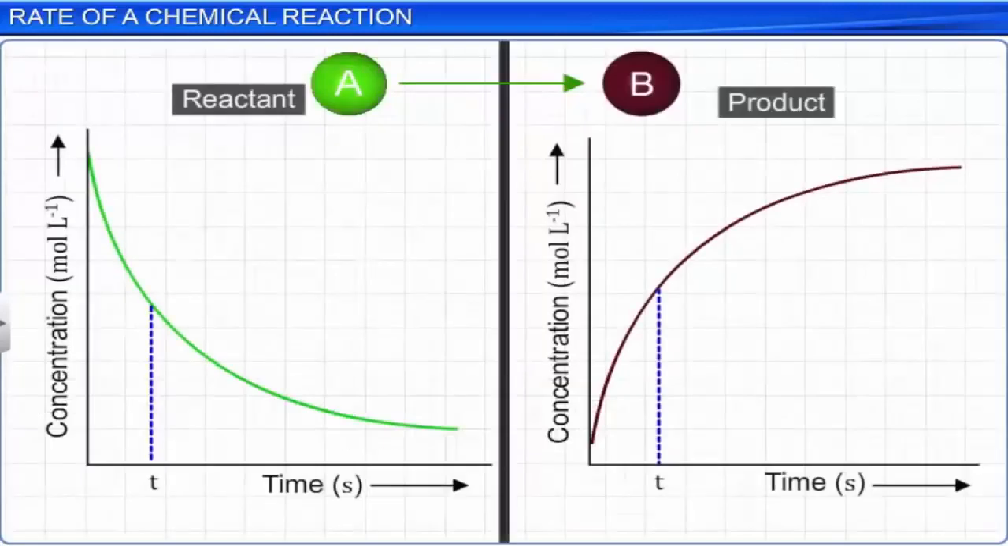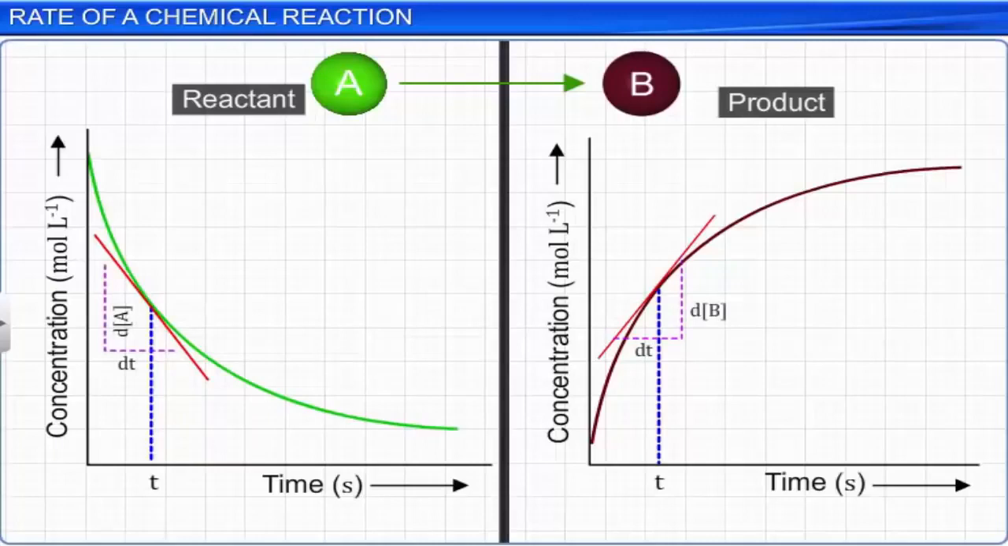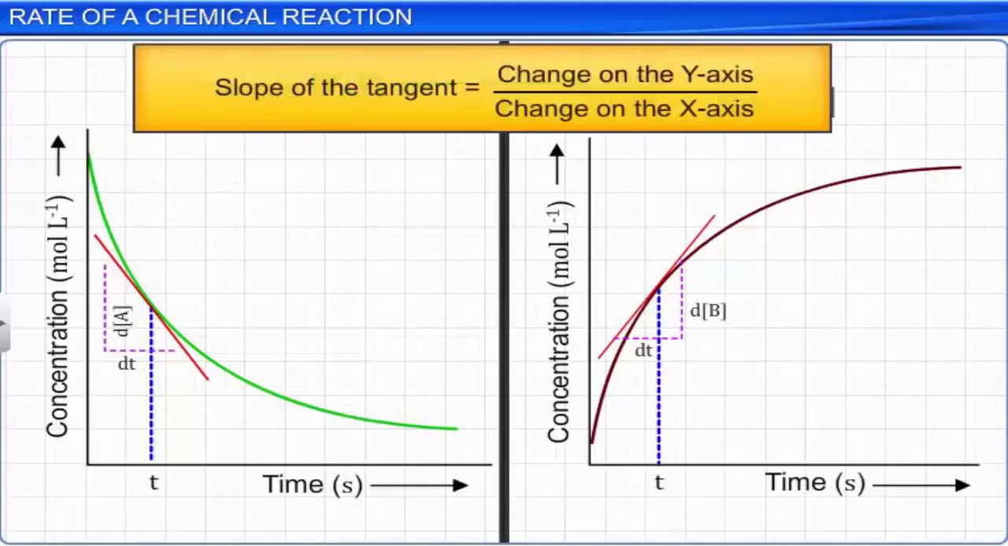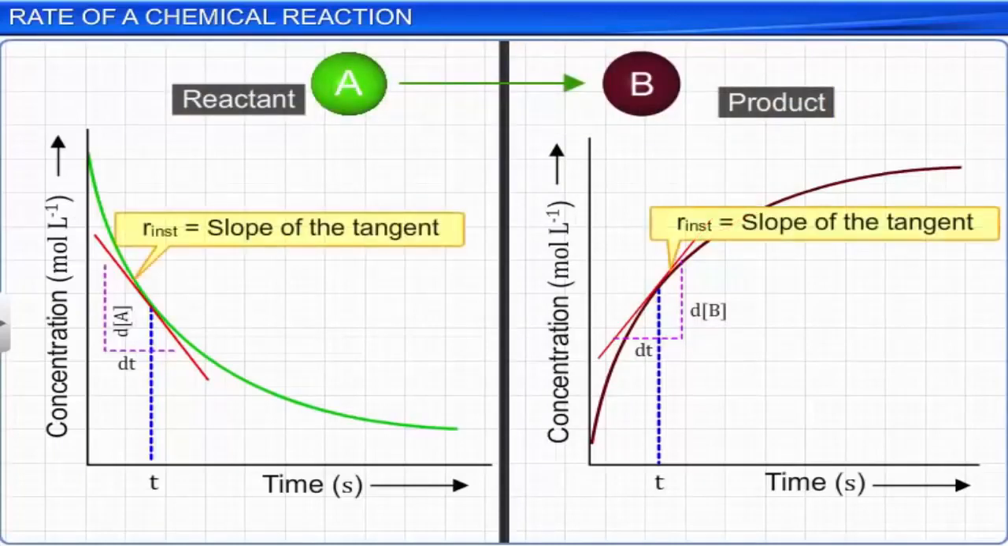Graphically, we can determine the instantaneous rate of a chemical reaction at time t by drawing a tangent at time t on the curves for the concentration of either A or B, and then calculating its slope. The slope of a tangent gives the instantaneous rate of reaction at that particular time. The change on the y-axis divided by the change on the x-axis gives the slope of the tangent. From the graph, the slope of the tangent drawn gives the instantaneous rate. R instant equals minus dA by dt equals dB by dt.